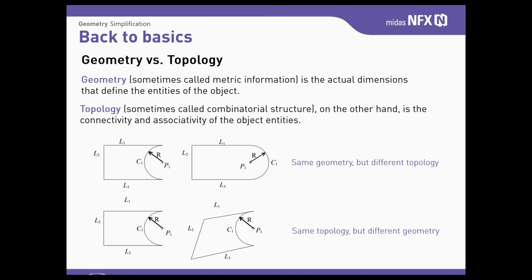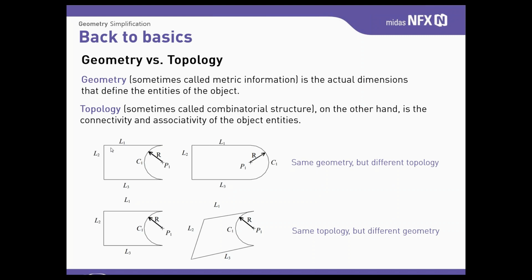Let's take a look at the presented picture. Let's compare the two shapes that I'm pointing at now. Two objects can have the same geometry, but different topologies can be present at the same time. So what is the difference? Just according to the definition above, geometry is called metric information, and it gives information about the actual dimensions that define entities of the object. In our case, the entities are edges and points, which are not shown at this moment.